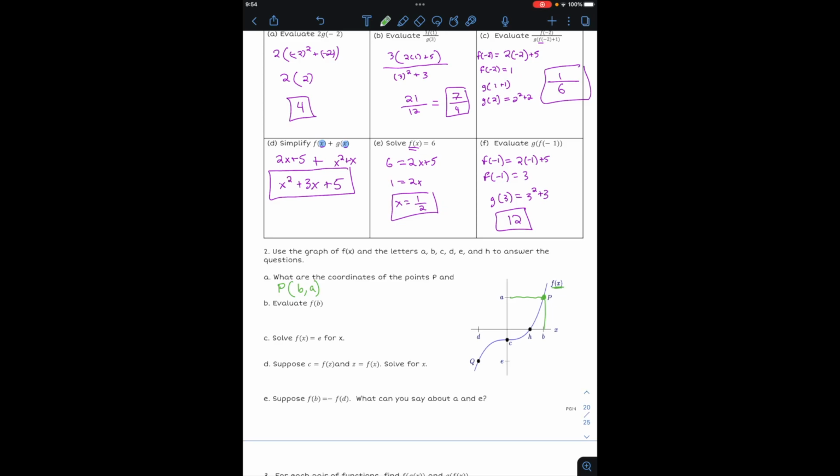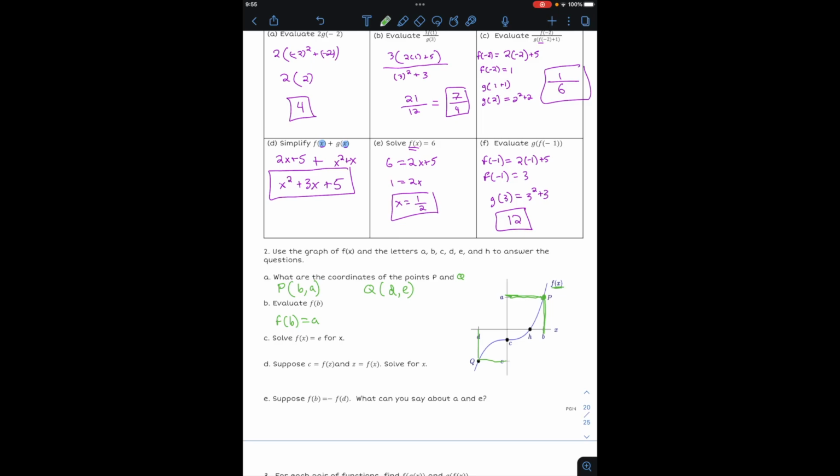And point Q has an x coordinate of D, a y coordinate of E. So Q, and this should say Q up here, is going to have coordinates D, comma E. So if we want to evaluate f of B, that means what's the output when the input is B? Well, when I put in B, I get out A as my y value, so f of B equals A.